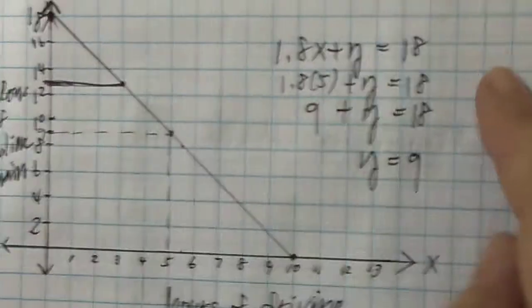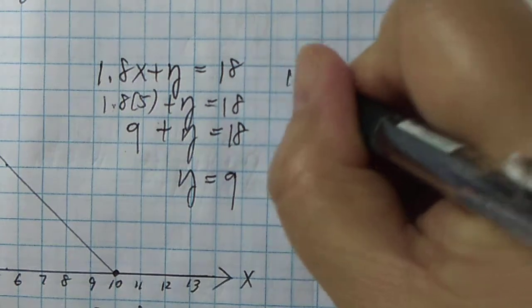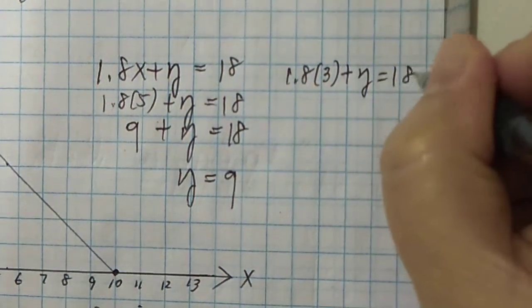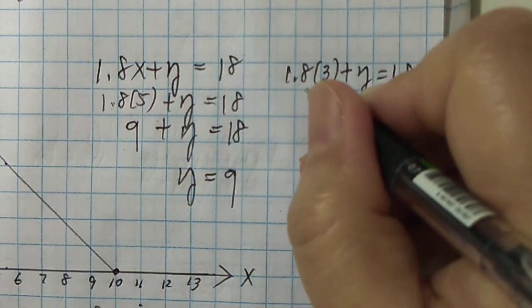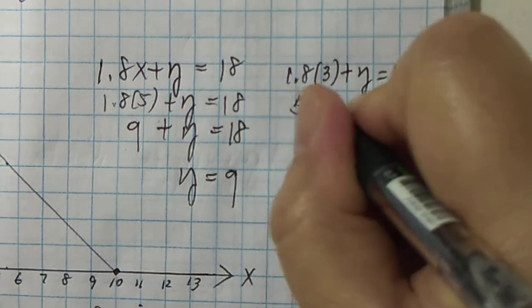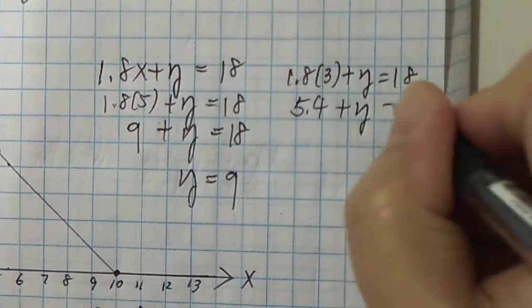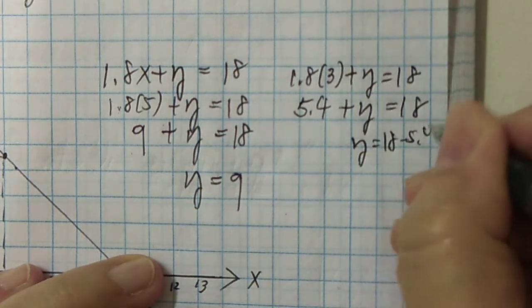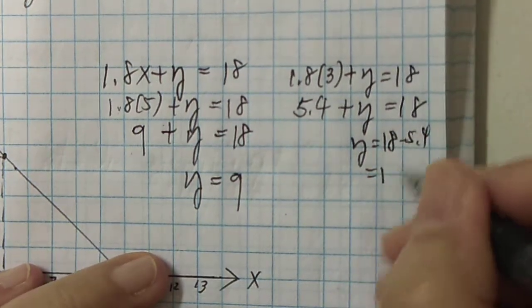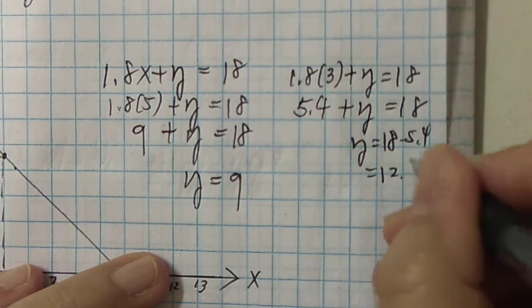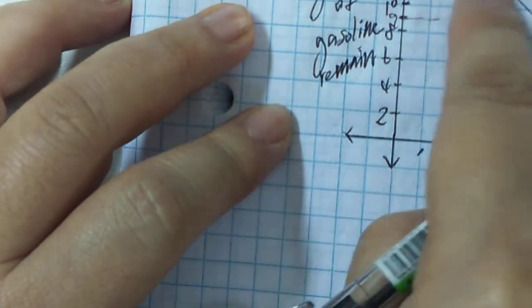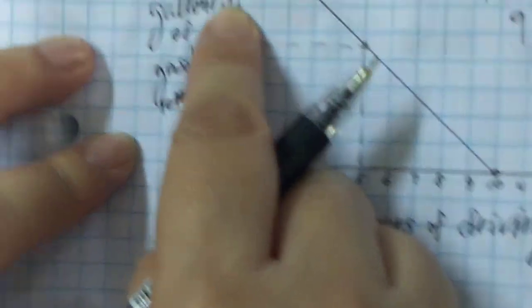Now on the graph, it's not super accurate, so we should use algebra. So if I say 1.8 times 3 hours plus y equals 18, this will give me 5.4 plus y equals 18. So y is 18 minus 5.4, which would be about 12.6. 12.6 gallons. Okay, so you can see that after driving, I get close to 13, around 12.6.